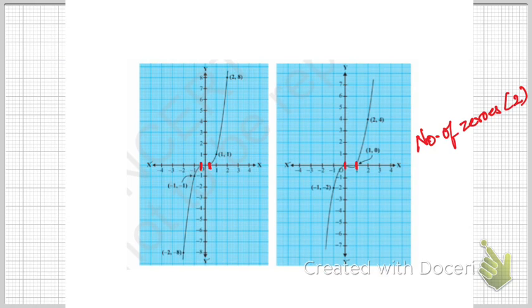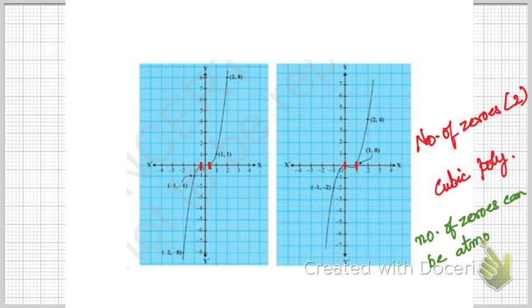So both the graphs were for a cubic polynomial only, the previous one and this one. In the first one we got the number of zeros as 3, and in the second graph we got the number of zeros as 2. So we can conclude that for a cubic polynomial, the number of zeros can be at most 3. Means it can be at most 3. It can even be less than 3, but it cannot exceed 3. Okay, the number of zeros can be at most 3.